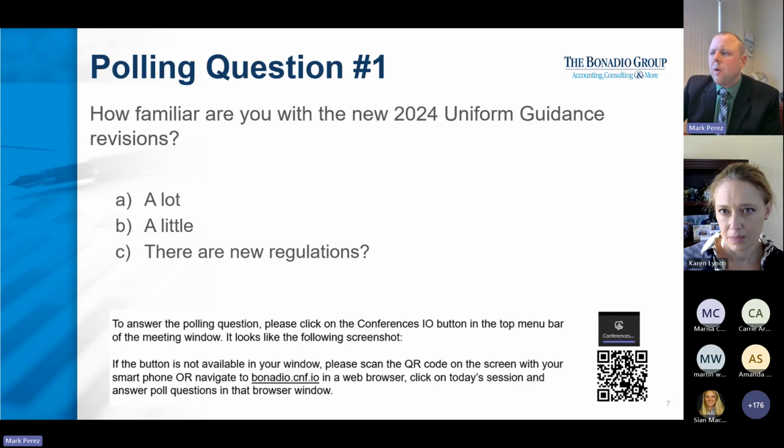Thank you. So once again, how familiar are you with the new 2024 uniform guidance revisions? A lot, a little, there are new regulations. I will say that these are exciting times for somebody that serves clients within the realm of federal compliance. I began my career in public accounting back in 2009, so I've been doing this for a while. Back then, federal compliance was determined through a various collection of circulars, and the one applicable to single audits was A133. The threshold, which we'll get to later on, was $500,000.